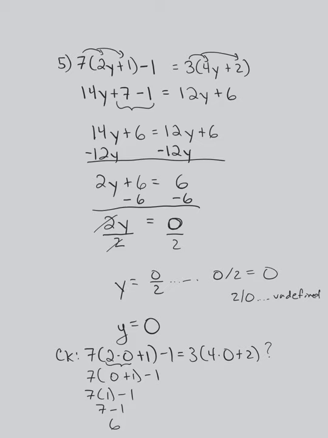Okay? And then I'm wondering on my right side, I do the parentheses first. I multiply first in the parentheses, so I have 3 times (0 plus 2). We're still wondering right now. And then 4 times 0 plus 2 is 2. Okay, but 3 times 2 is 6. So notice the left side does equal the right side, so that does check. And that means that y equals 0 is the solution.